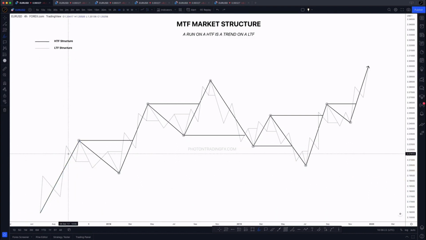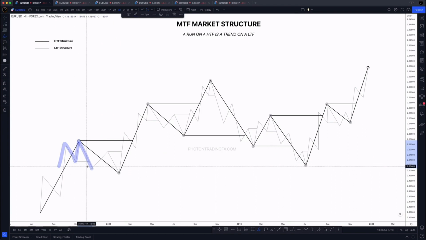Maybe if it helps you to visualize it, let's say the higher time frame in this case is the 4-hour chart and the lower time frame is the M15. We can see that that one impulsive leg up on the 4-hour chart is made up of a trend on the M15. Now, when we get that 4-hour pullback, that higher time frame pullback, what happens to the lower time frame structure? In this case, it switches bearish, as it breaks that low to make a lower low.